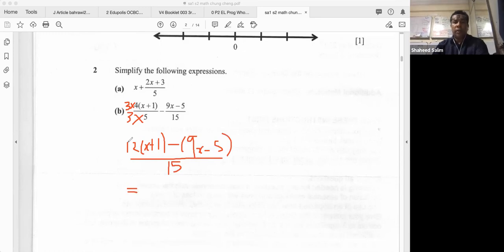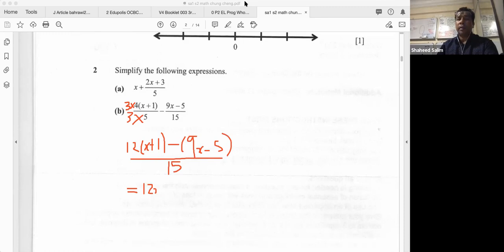So now we take 12 times x, 12x. Okay, so this one is 12x, right? Then 12 times 1, 12. When you remove this one, it becomes minus, Shafi. Minus times plus gives you minus 9x. Then this one, minus and minus, becomes plus 5.